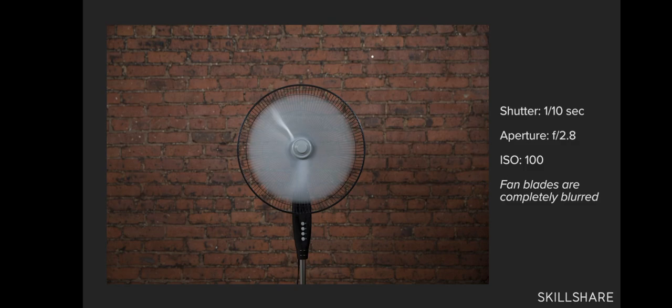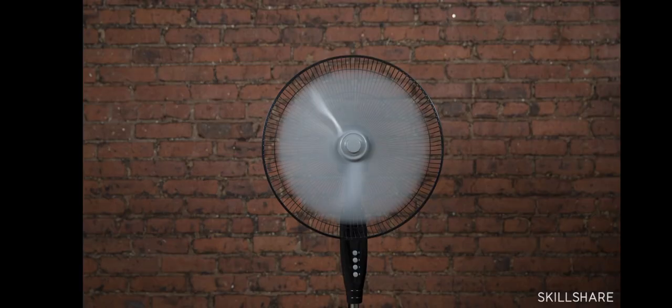This is the same trick or tool you want to use if you're trying to make water look smooth and silky, whether it be a waterfall or a running river. These are the kind of shutter speeds you want to play around with if you want to freeze something while simultaneously making other things in the picture either blurry or look like they're holding a lot of motion to them.